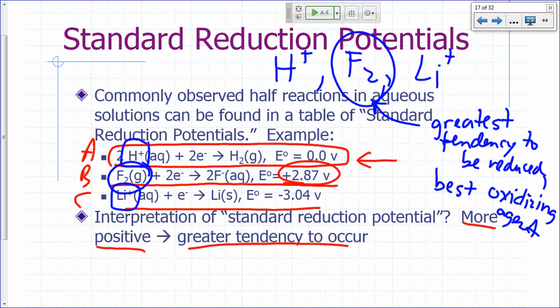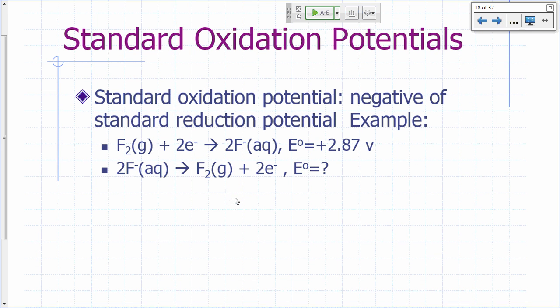Since these are all written as reductions, you're comparing the ones on the left. Among the reactants shown here, H plus, F2, and lithium plus, F2 has the greatest tendency to get reduced. So it's the best oxidizing agent among these three. Now, if you write the half reaction in reverse, as an oxidation instead, then you can define what's called the standard oxidation potential. It's just the negative of the standard reduction potential.